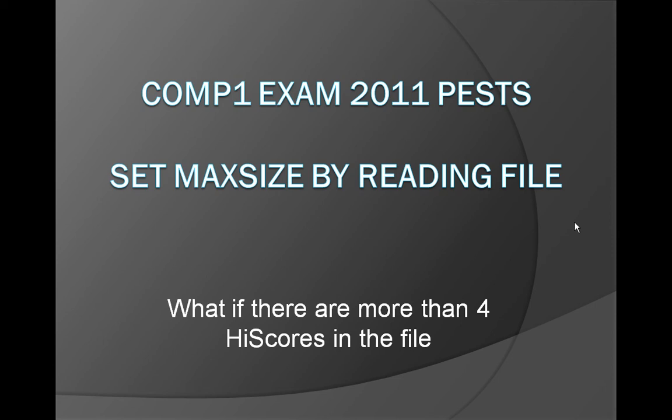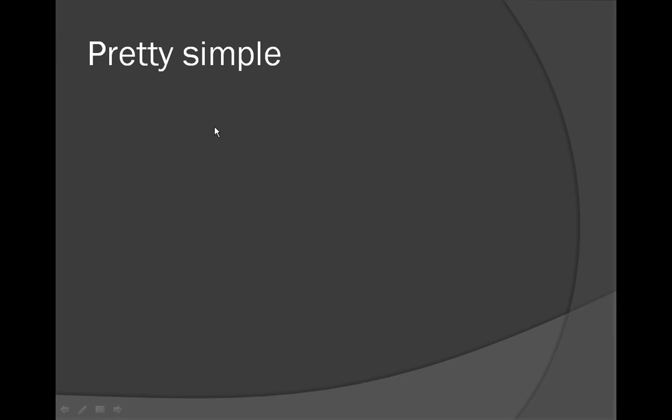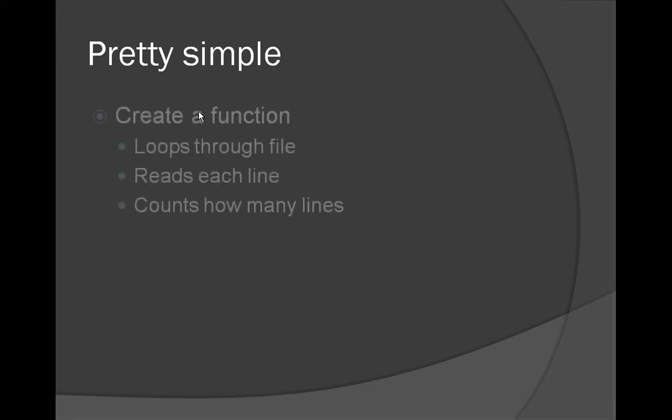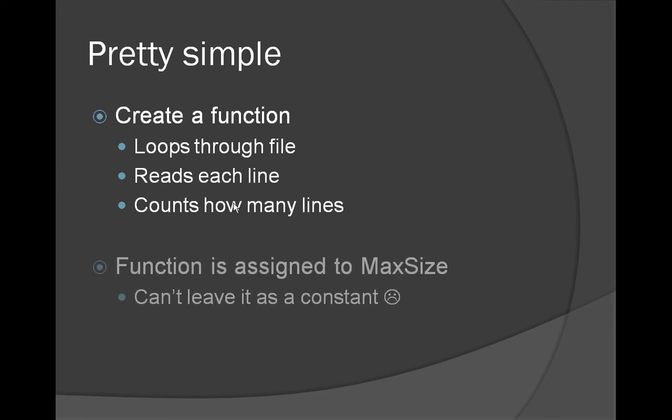We need to be able to set max size by somehow reading that file, and that's what this test is going to look at. It's actually pretty simple. The first thing we need to do is create a function that's going to loop through the file, read each line, count how many lines, and just return how many lines are in the file. We're going to assume there's 1 record per line, which we know is the file structure. Ultimately that function is just going to be assigned to max size, so we're not going to make many changes at all. We're not allowed to leave it as a constant if we're changing it whilst the program is running, but we'll live with that.